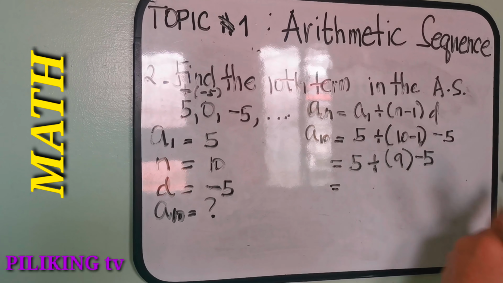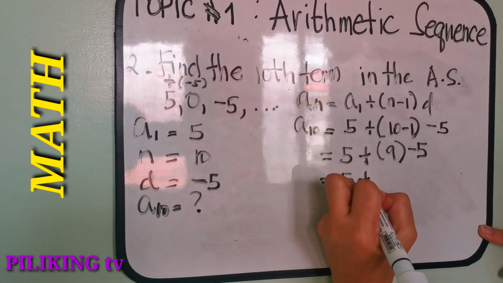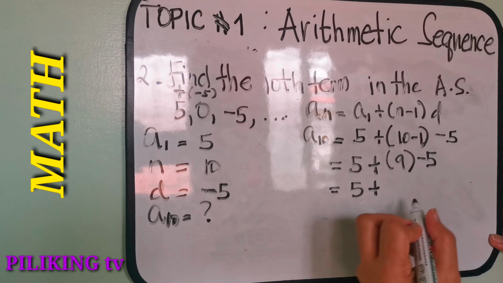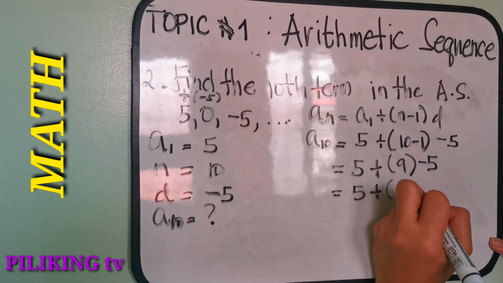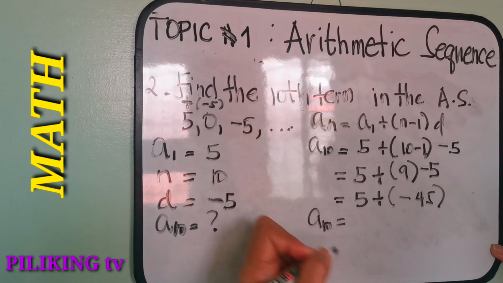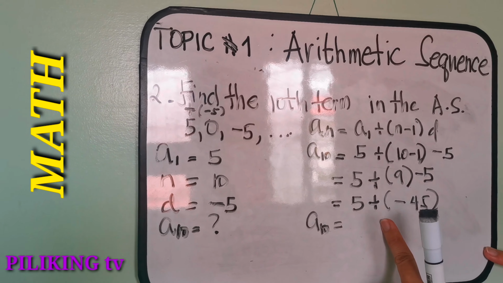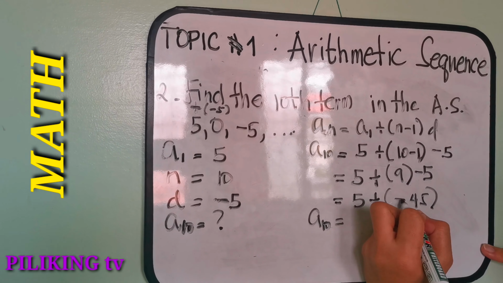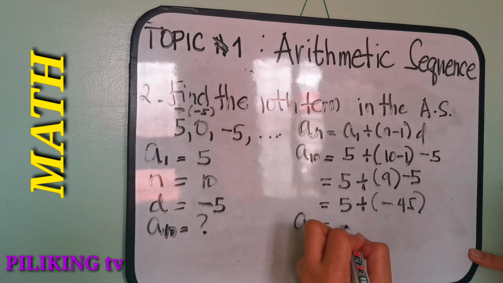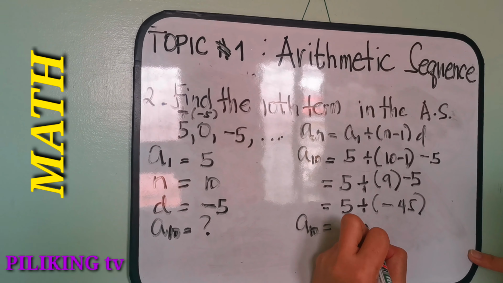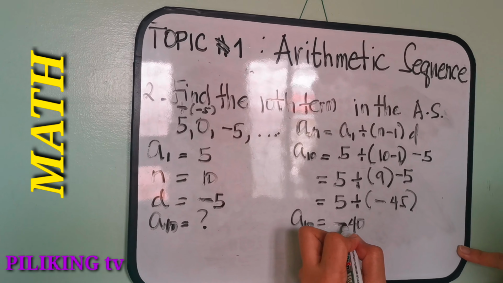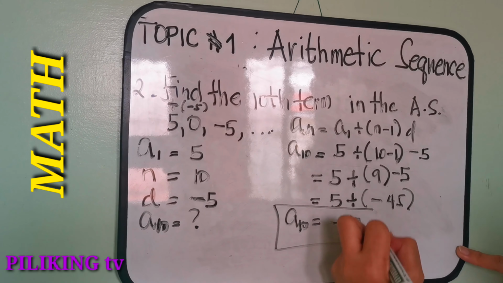So you multiply first 9 by negative 5. So 5 plus 9 times negative 5 is, since we are multiplying numbers with different signs, the sign is negative, so negative 45. So A sub 10 is equal to 5 plus the quantity of negative 45. You are adding numbers with different signs. Therefore, the final answer is negative 40. So it means our 10th term is negative 40.